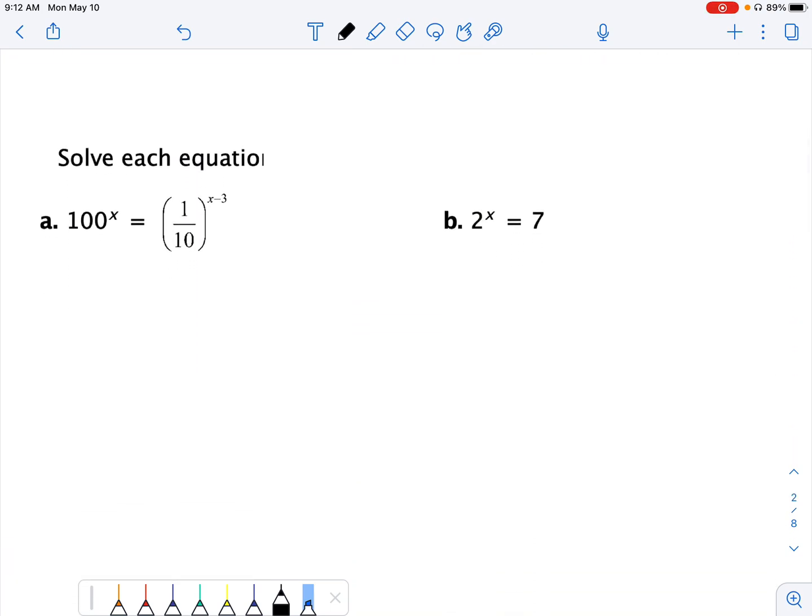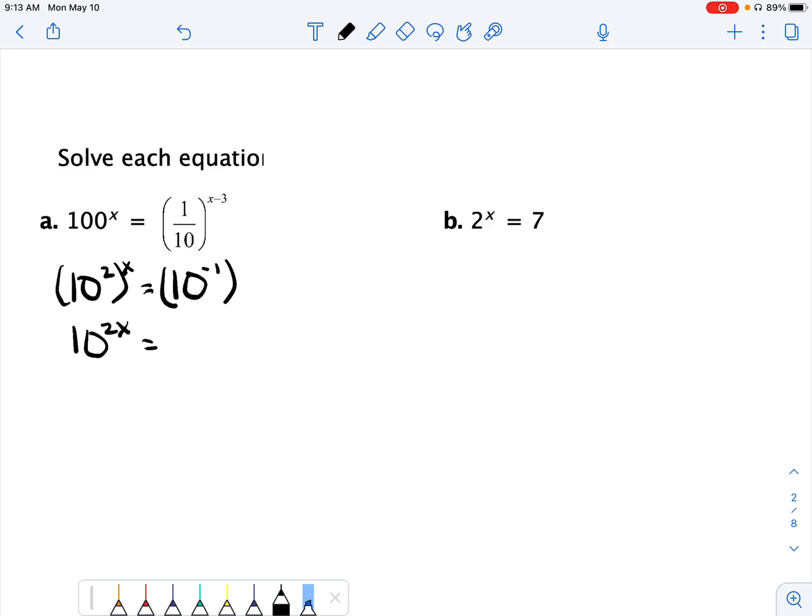Looking at example 1a, I believe we can make each of these bases 10. So 100 can be written as 10 squared to the x power, and that gets multiplied out to be 10 to the 2x. Now let's think about the right side. How do I make 1 over 10 a 10? That's by making it an exponent of -1.